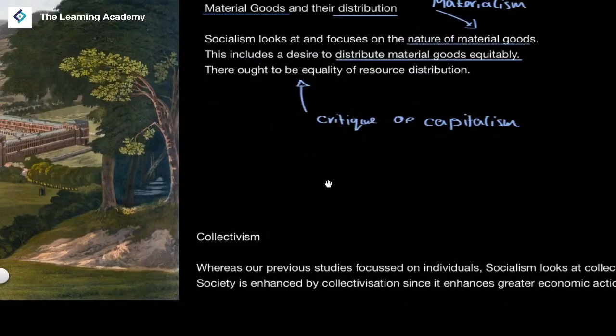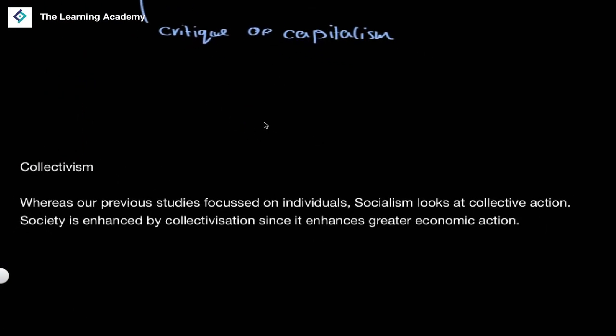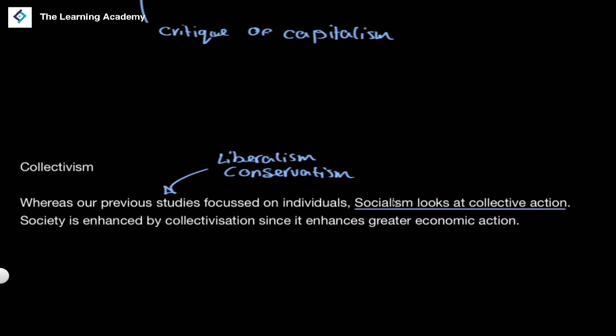The next thing we're going to talk about is the concept of collectivism. This is something that distinguishes our understanding of socialism compared to, for example, liberalism or even conservatism. In our previous studies we had liberalism and we also had conservatism. Both of these ideologies generally focus on the individual. Specifically in liberalism, the concept of individualism is incredibly important. However, socialists like to think alternatively. There's the opposite within socialism.